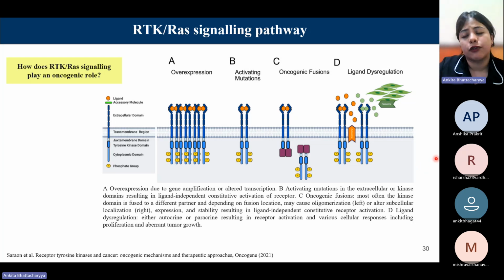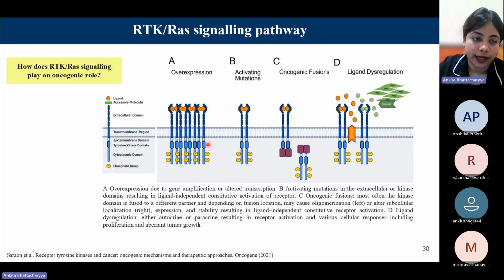And finally, the fourth one is ligand dysregulation, which basically means that it can be either autocrine or paracrine in nature, which all results in receptor activation, and there can be various cellular responses to it, including proliferation and aberrant tumor growth. So the ligand is functioning in an abnormal manner, as a result of which the pathway is functioning abnormally. So basically, these are the common ways.